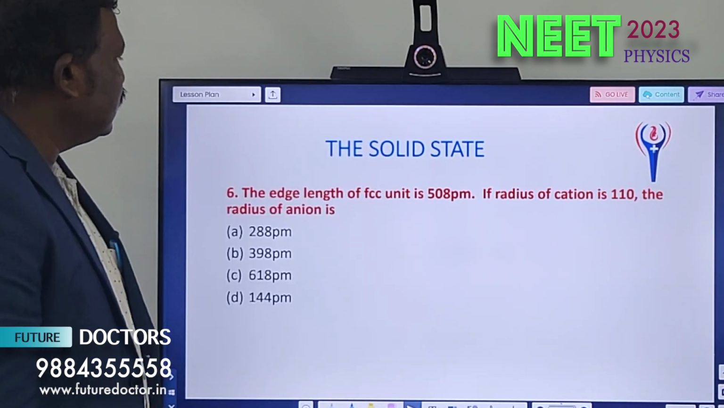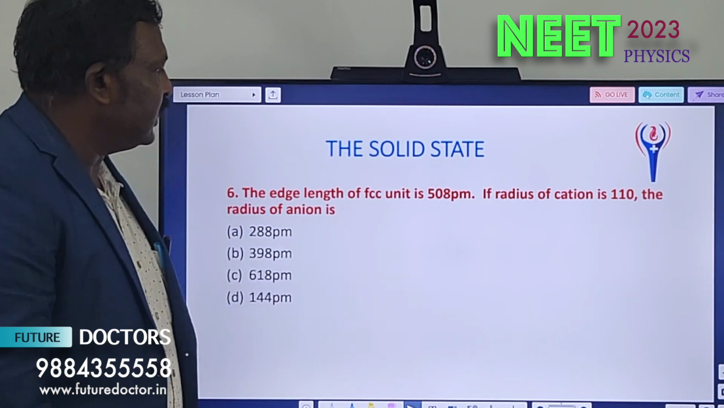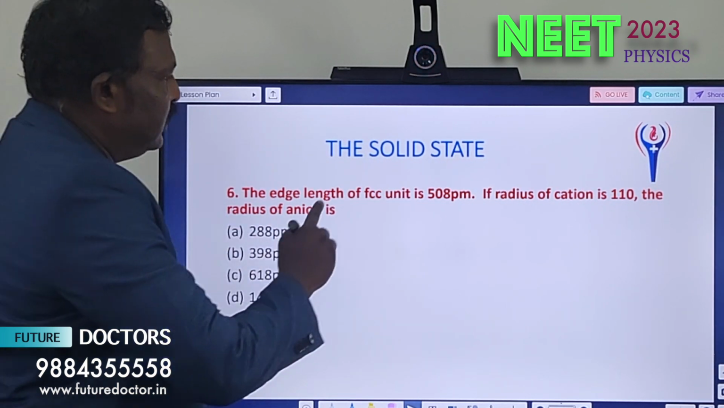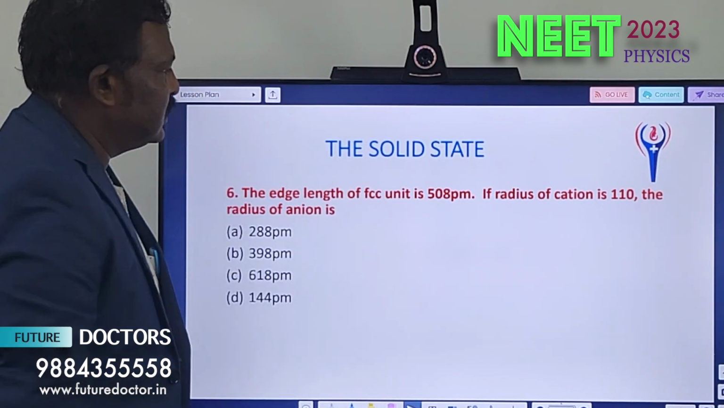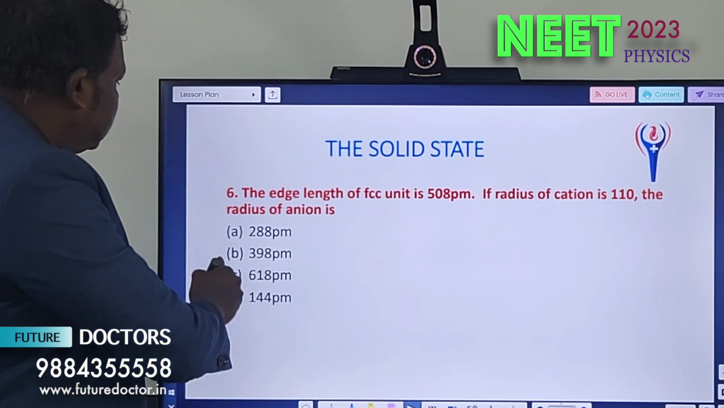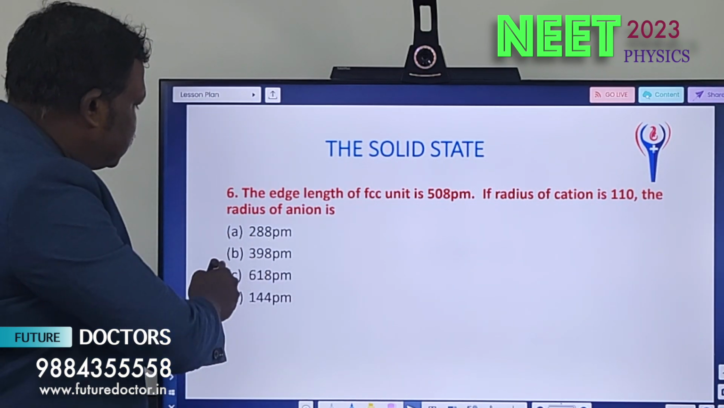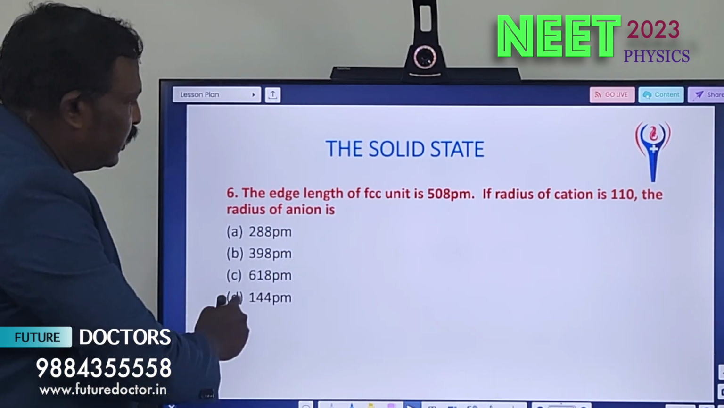Next one, sixth one, the edge length of the face centered cubic unit cell is 508 picometer. If the radius of cation is 110, the radius of anion is dash. That's the question. Option A 288 picometer, option B 398 picometer, option C 618 picometer, option D 144 picometer.